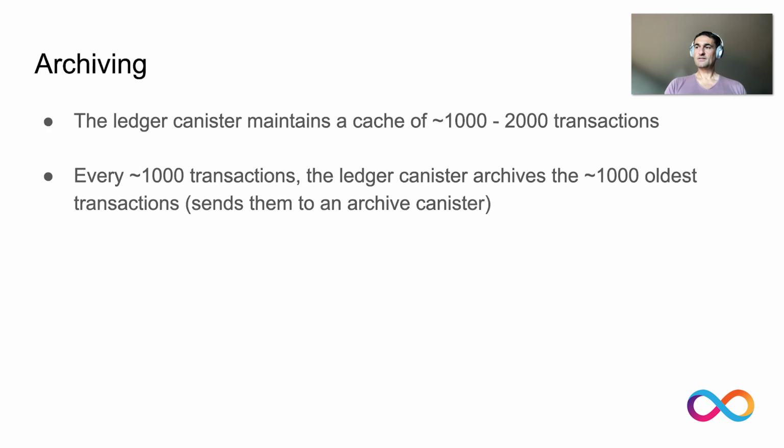So the ledger canister right now at any point maintains somewhere between 1,000 and 2,000 transactions. And then the moment it gathers more than 2,000 transactions, it sends the 1,000 oldest transactions that it has to an archive canister. So right now there's still one archive canister, and the bound, I think we set it to be 1 gigabyte. And then when this limit is hit, then we'll spawn a new archive canister.